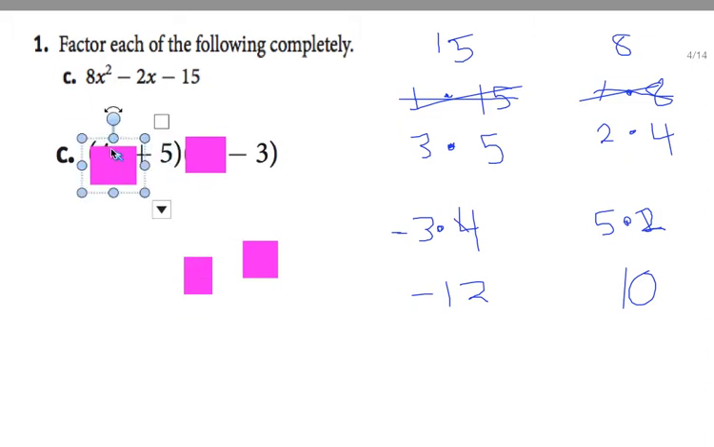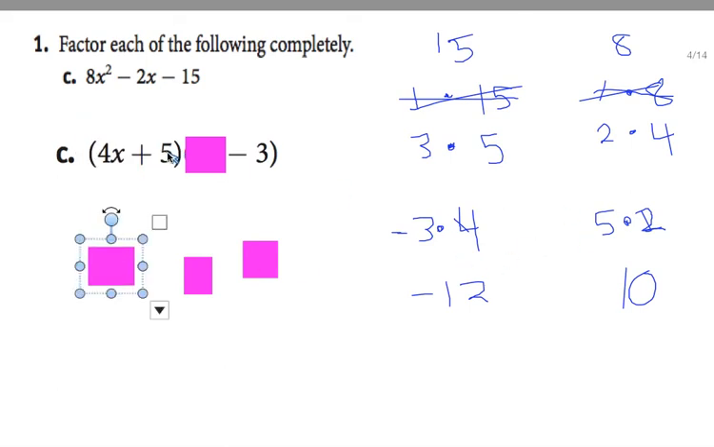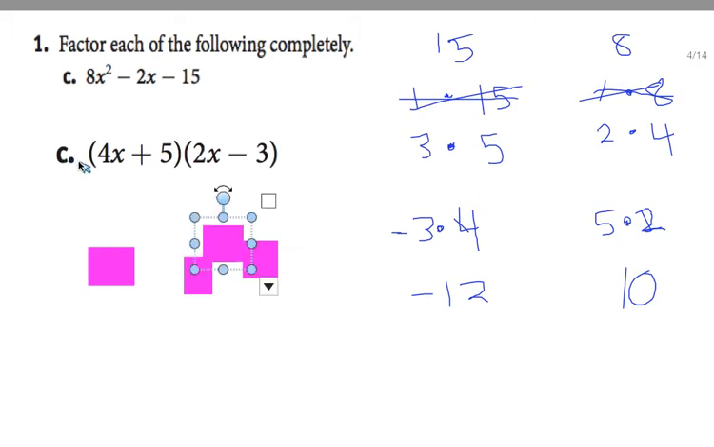Whatever number we put up here is going to be multiplied by the -3. Well, we're multiplying 4 by -3, so we're going to have a 4x here. And then 5 is going to get multiplied by our number 2 here. So this is what our factors end up being.